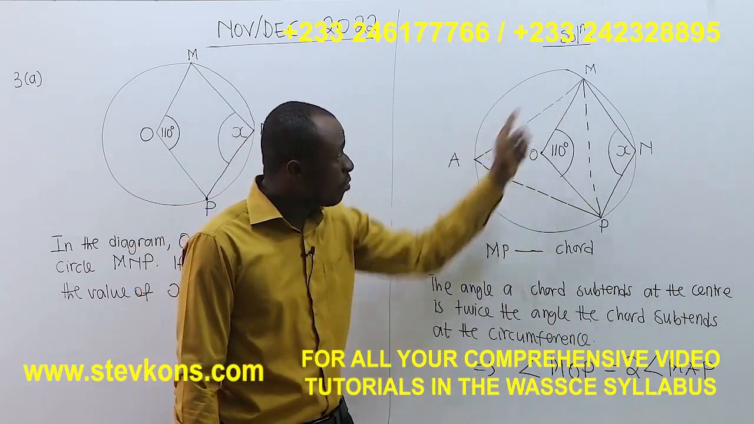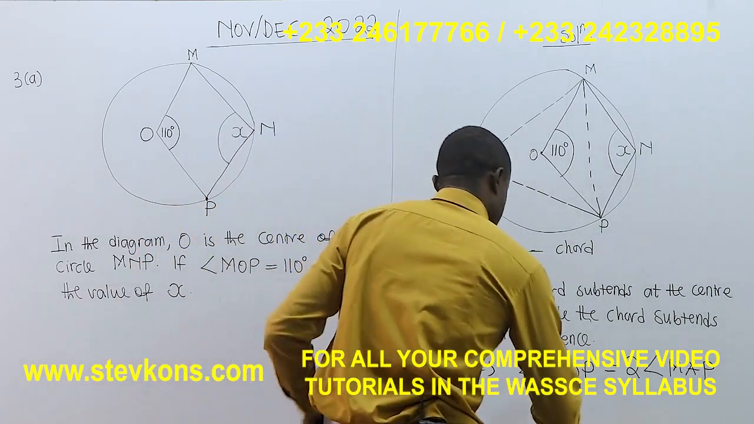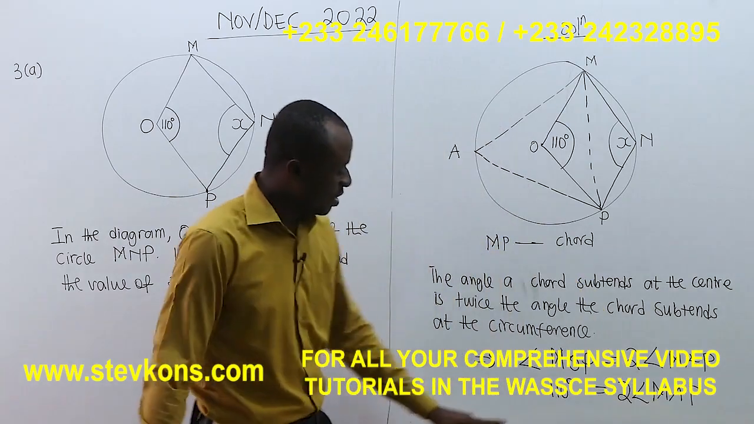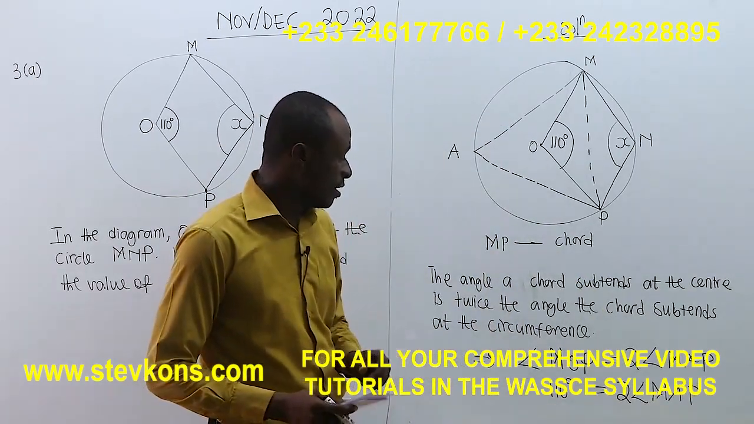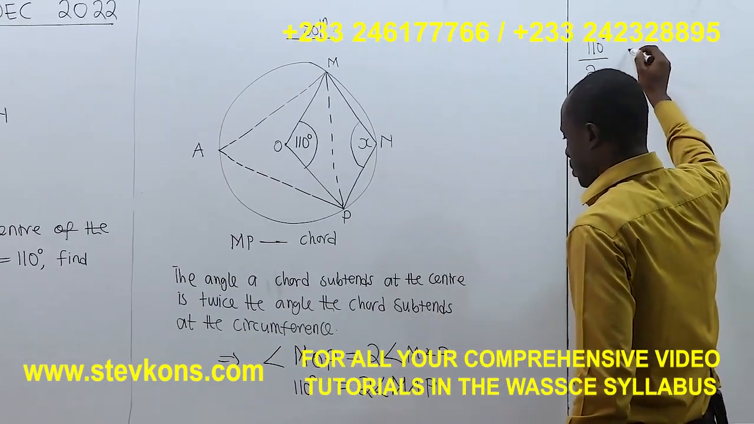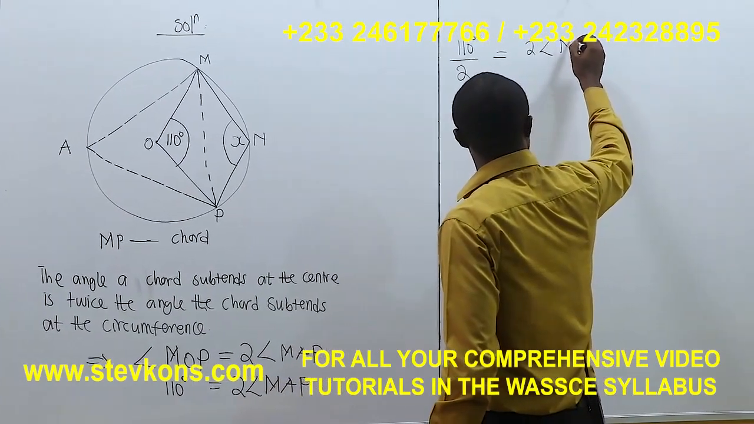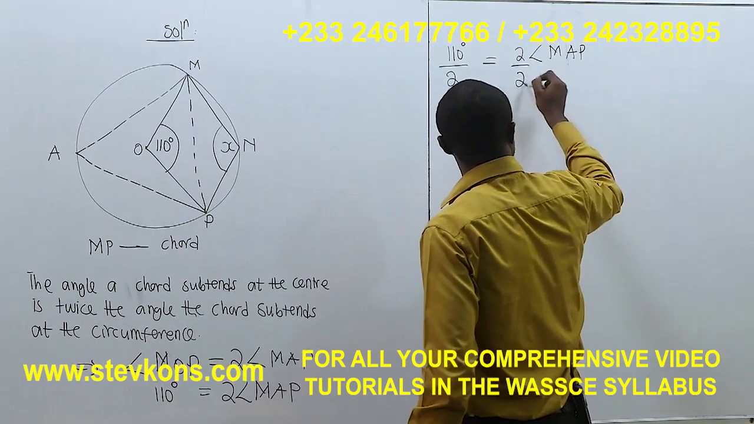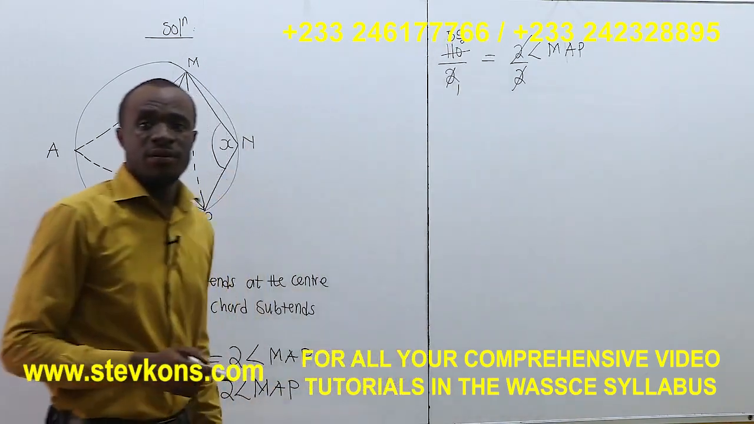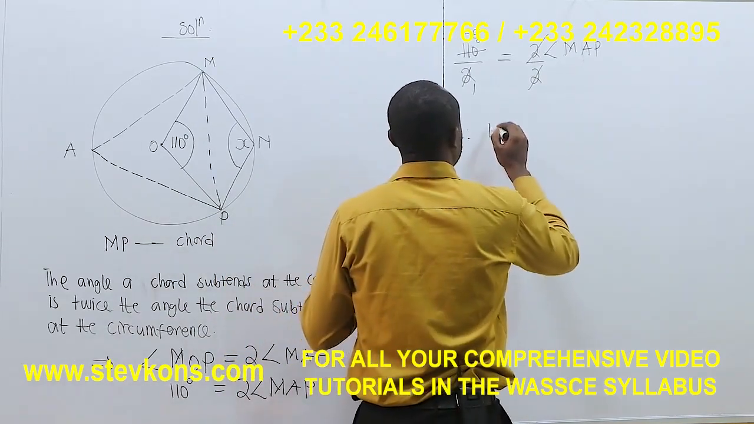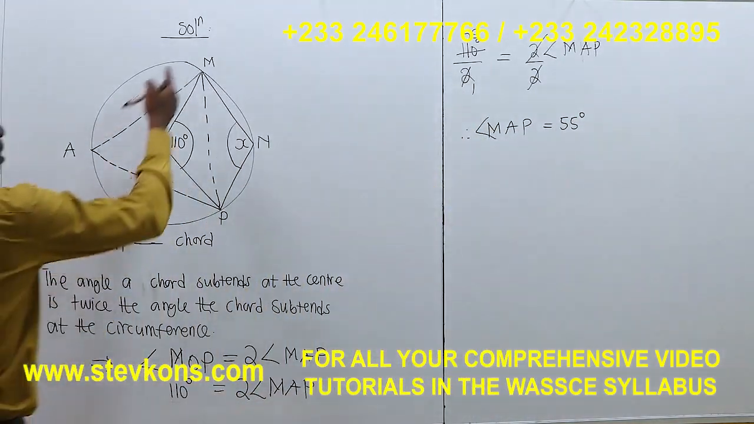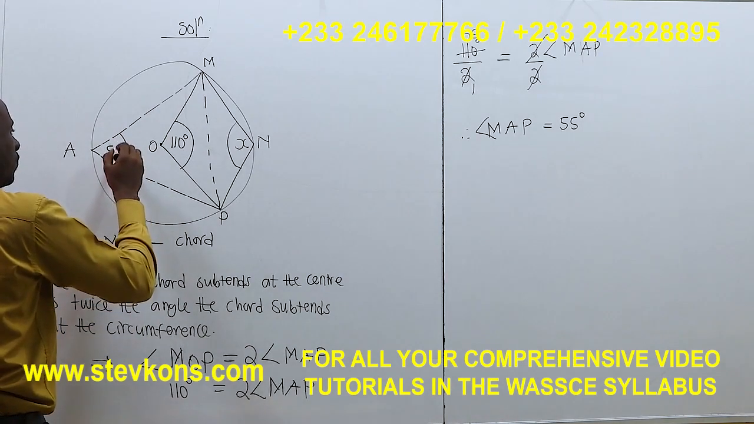Now, do you know MOP? Yes. MOP is 110. So 110 degrees equals 2 times MAP. We want to find MAP, the angle over here. What do we do? We divide both sides by 2. So we have 110 degrees over 2 equal to 2 times MAP over 2. Now this 2 cancels out, and 2 goes into 110, 55 degrees. So the angle MAP is equal to 55 degrees. So hence MAP, the angle over here, is 55 degrees.